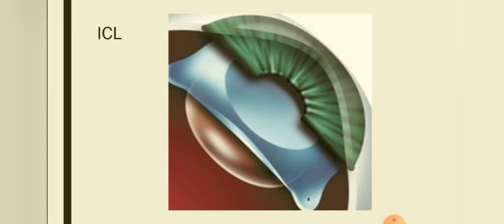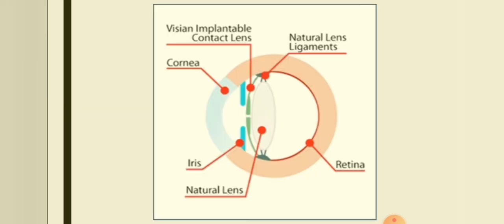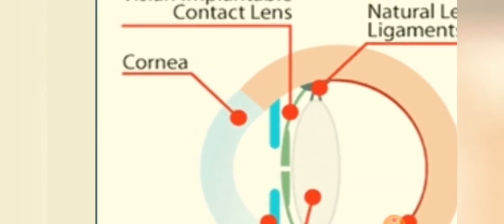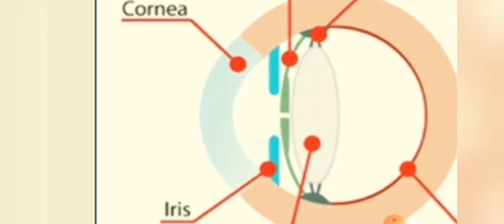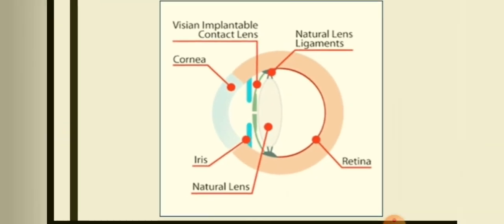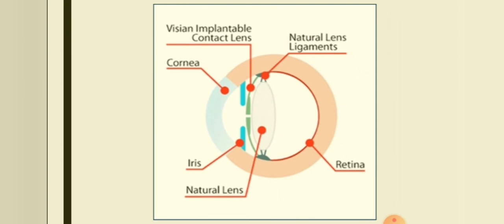So you can see that in the ICL there is a tiny hole created in the center. Can you tell me why this hole is created? Let me tell you that this hole is created to allow the aqueous humor to pass through it, so that it will not block the aqueous flow. But ICL also has some side effects. It is very rare, but it can lead to cataract.